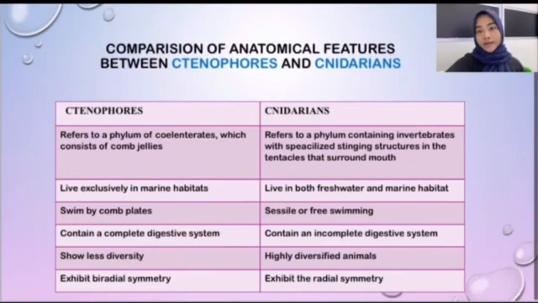And lastly is the comparison of anatomical features between ctenophores and cnidarians. Ctenophores refers to a phylum of coelenterates, which consists of comb jellies, live exclusively in marine habitats, swim by comb plates, contain a complete digestive system, show less diversity, and exhibit a biradial symmetry. For the cnidarians, refers to a phylum containing invertebrates with specialized stinging structures in the tentacles that surround the mouth. Live in both freshwater and marine habitats. Sessile or free swimming, contain an incomplete digestive system, highly diversified animals, and also exhibit a radial symmetry.